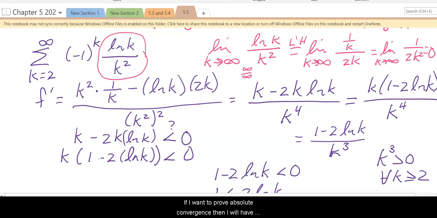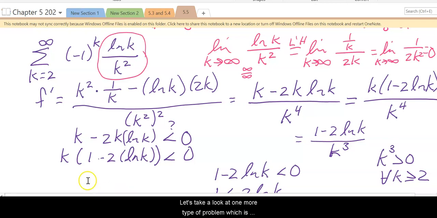If I want to prove absolute convergence, then I will have to apply it to the natural log of k divided by k squared. To prove that, I would probably use something like the integral test. It would be more appropriate than any of the other tests.